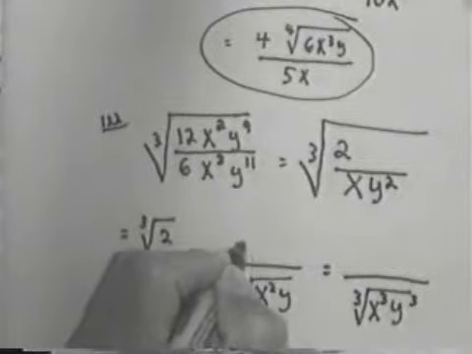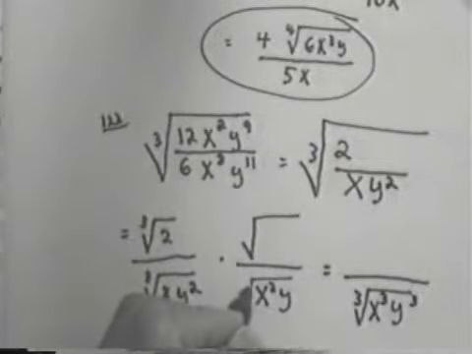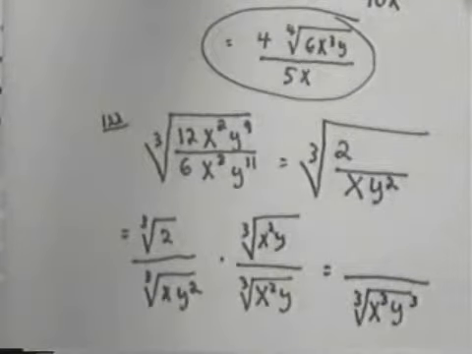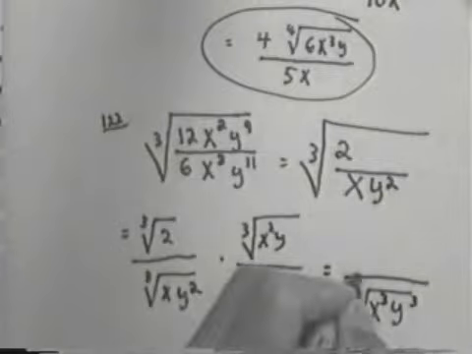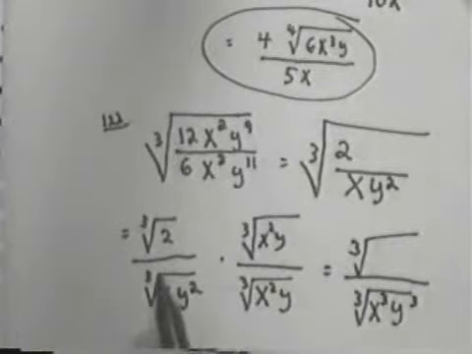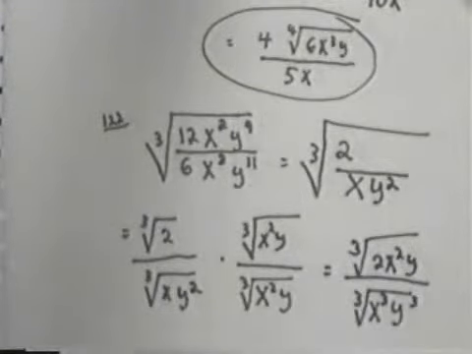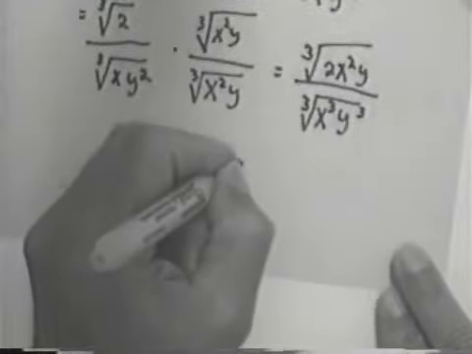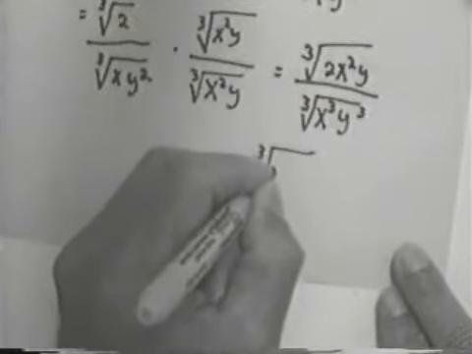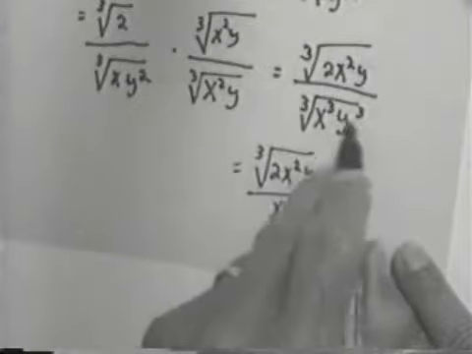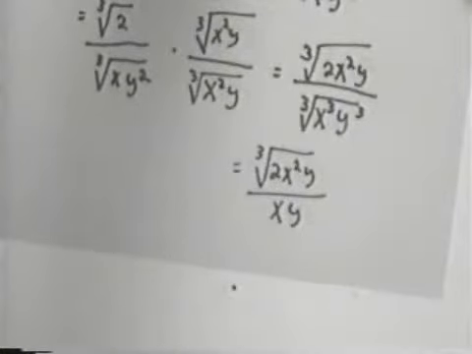So I have to multiply both numerator and denominator by the cube root of x squared y. So that leaves the numerator now, if I do the multiplying, the cube root of 2x squared y. Now I take the root of the denominator, so it would be the cube root of 2x squared y divided by xy. The cube root of x cubed is x, the cube root of y cubed is y.